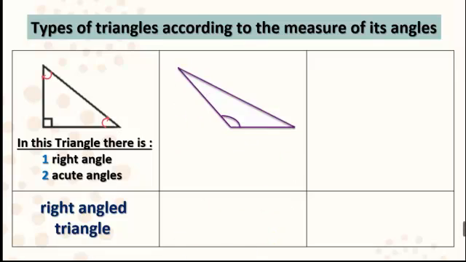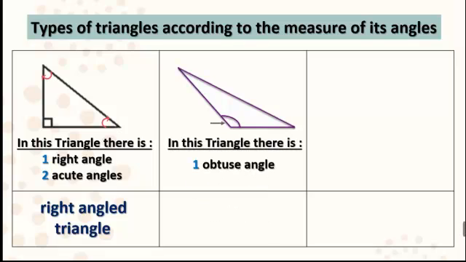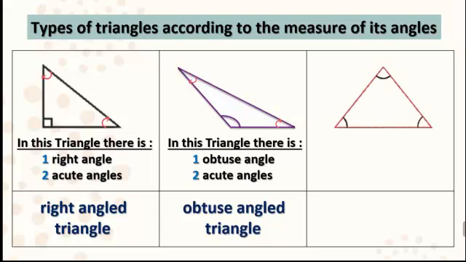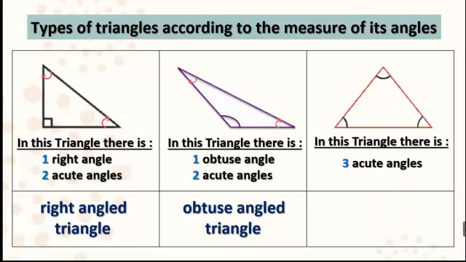The second type, when we have this triangle, it has 1 obtuse angle and 2 acute angles. What is the biggest one here? The biggest one here is the obtuse angle. So what will I call this triangle? I will call it obtuse angled triangle. The third type, I have 3 angles and all of them are acute. So I have 3 acute angles. So this triangle is called acute angled triangle. These are the types according to the angles.